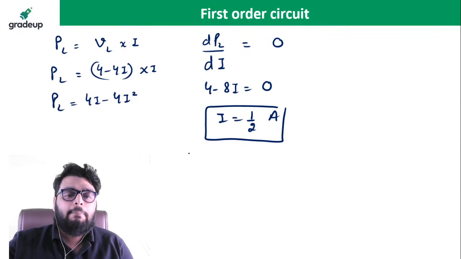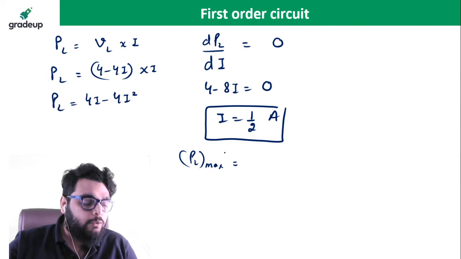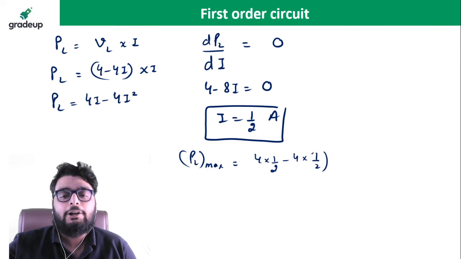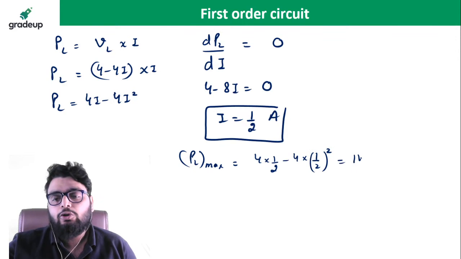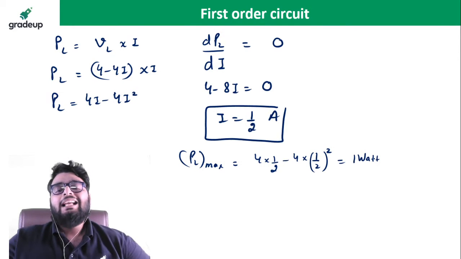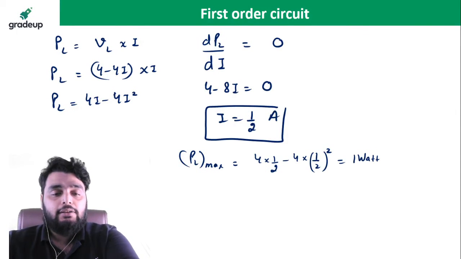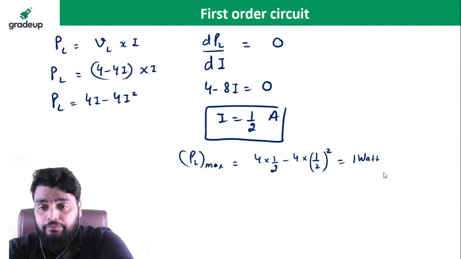Now they are asking, find the maximum power transfer. So the maximum power transfer will be, I have to put the value of I equal to 1 by 2, right? So 4 multiplied by 1 by 2 minus 4 multiplied by 1 by 2 whole square, it comes out to be 1 watt. This is the answer, correct? Now ask your doubts one by one. So let me see. Okay, good.